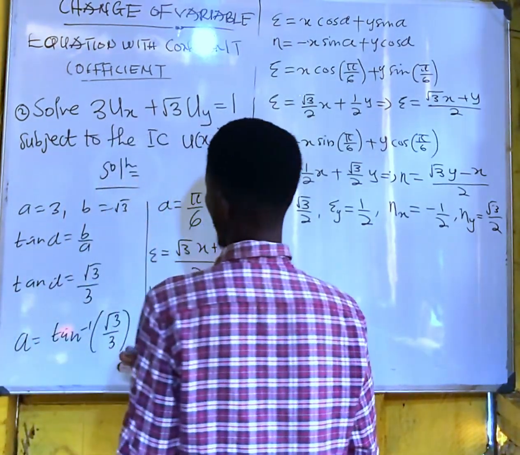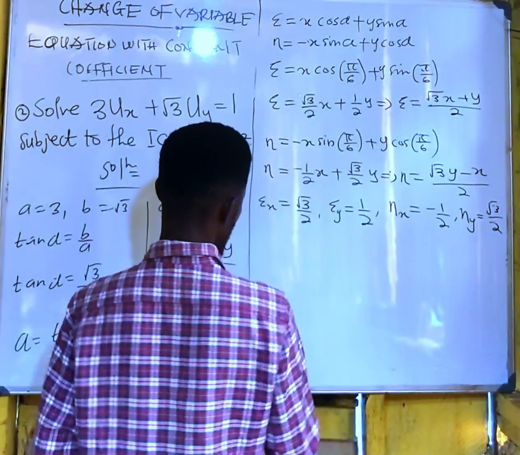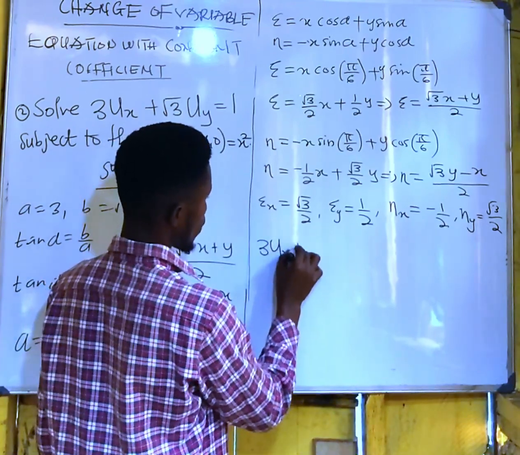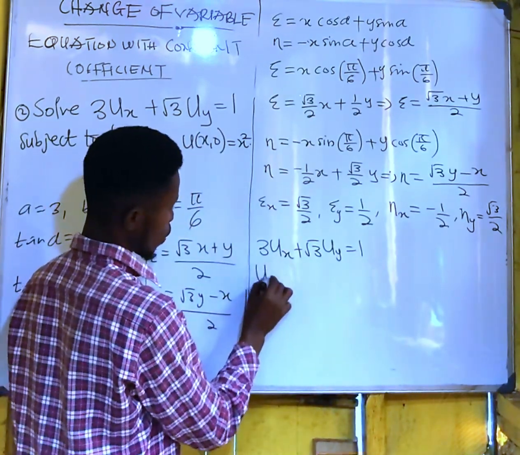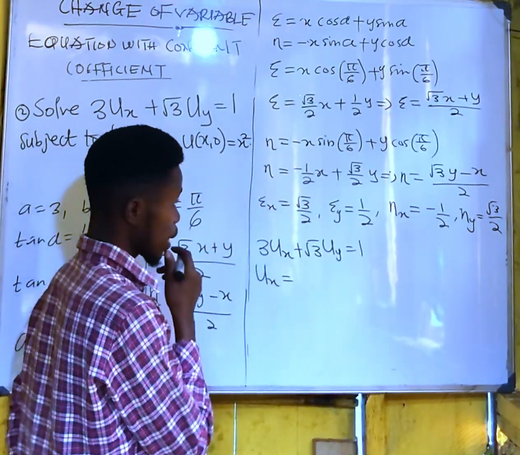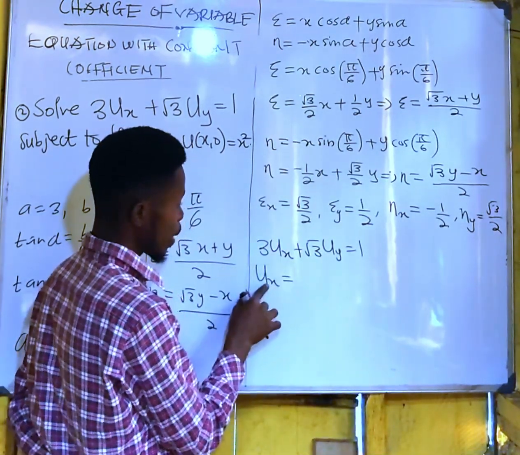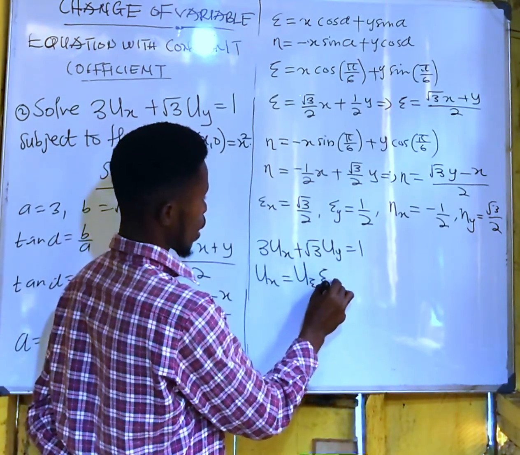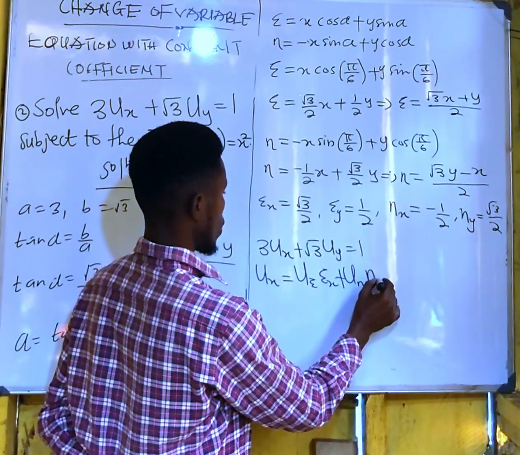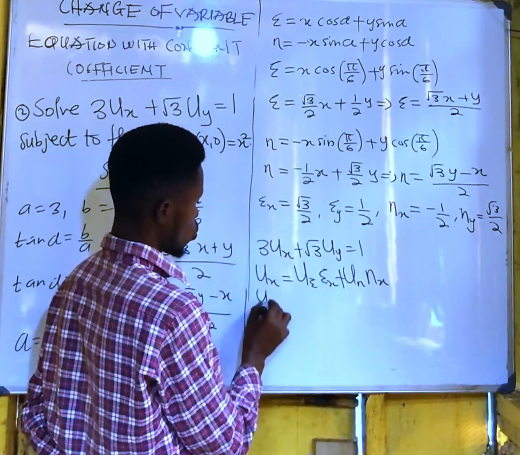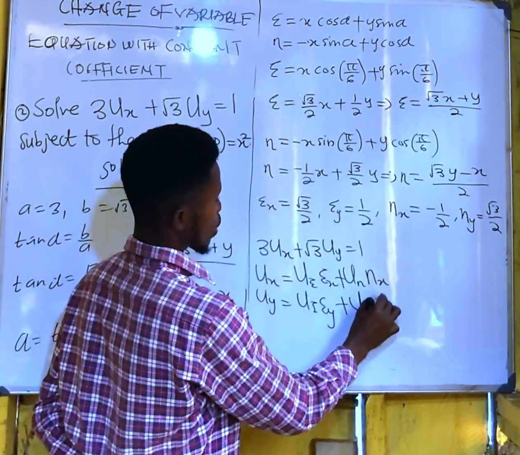So now, the question given is 3ux plus root 3uy equals 1. So let me rewrite the question: 3ux plus root 3uy equals 1. So we are going to differentiate this. Please, as I move on, sometimes I will not do it separately. I will just put it inside straight away. But this one is what? ux is u xi xi x plus u eta eta x. Okay. Then uy is u xi xi y plus u eta eta y.